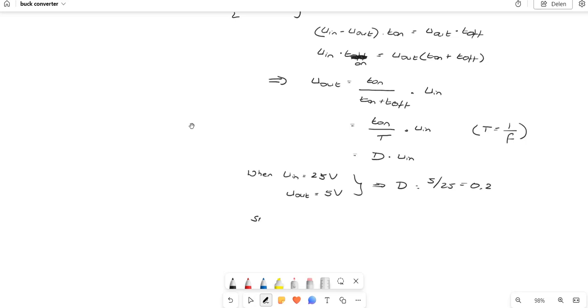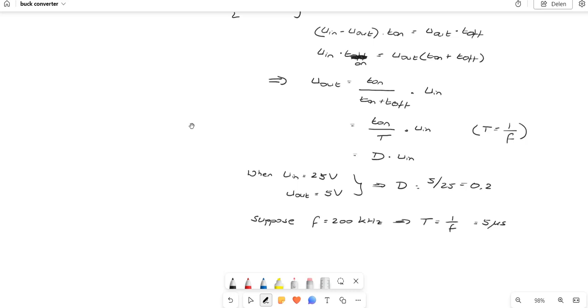Suppose the switching frequency, which is often very high in order to be able to use a small inductor value, is 200 kilohertz. Then we know that the period time is 1 over F, so it's 5 microseconds.